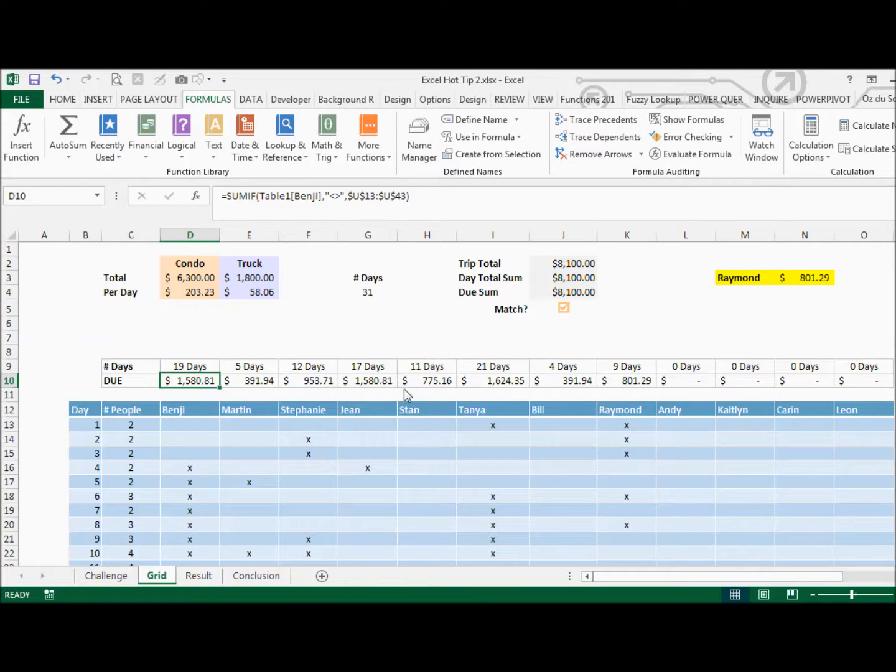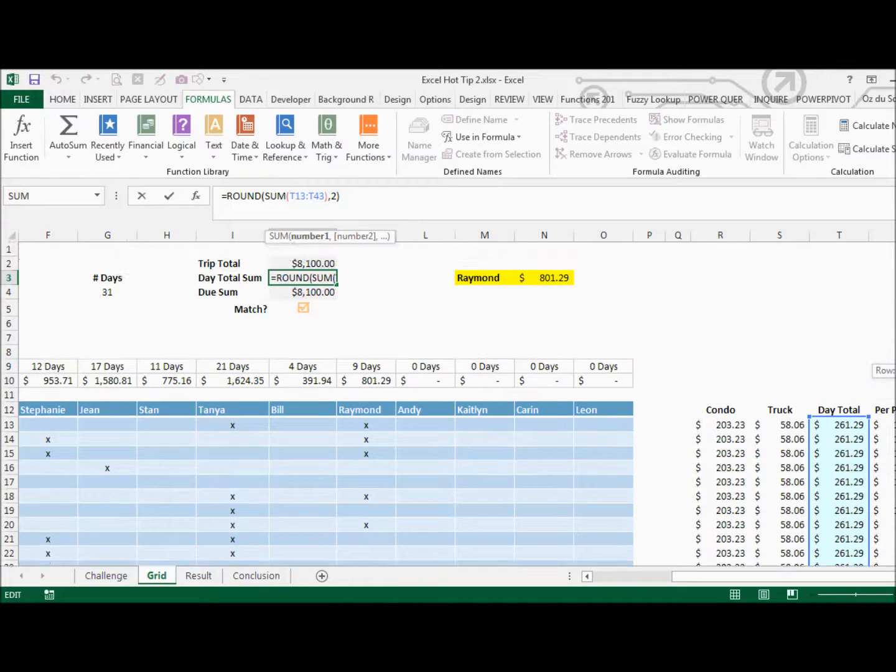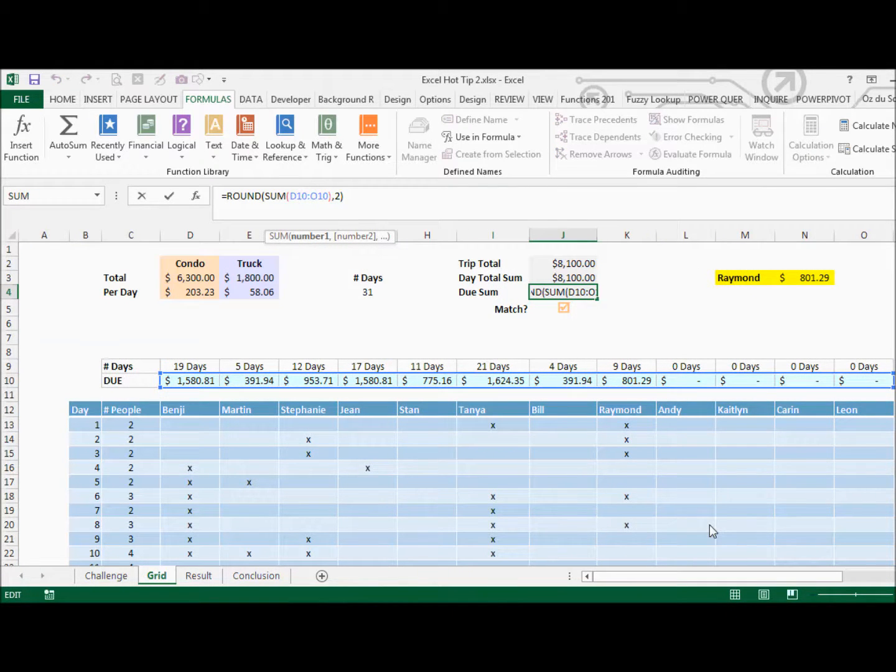And we have a check. This checks to see if our math is right. We have three different ways, and if they're equal to each other, then we have a check mark. We calculate the condo plus the truck, we calculate the day total to ensure that's equal, and we check what we're saying people owe. As long as they're all equal, then good. So I have a check mark here.